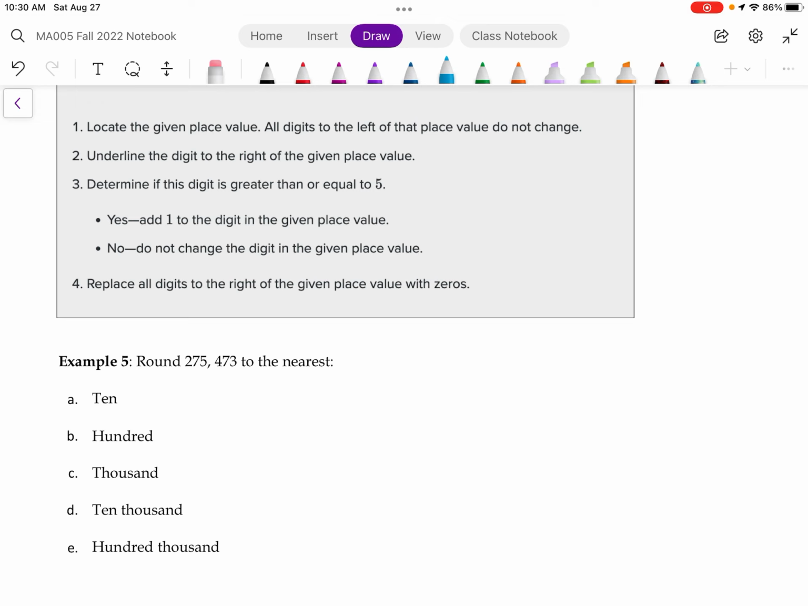So let's think about what this is going to look like. Round 275,473 to the nearest 10. So I'm going to rewrite this.